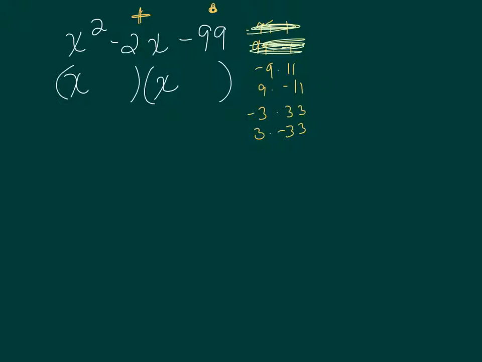Negative 9 plus 11, that's going to be 2. Well, we have 2, but we need a negative 2, so that one's not going to work. So 9 plus negative 11 is going to give me negative 2, so that's the two numbers I need to use. I need a positive 9 and a negative 11.